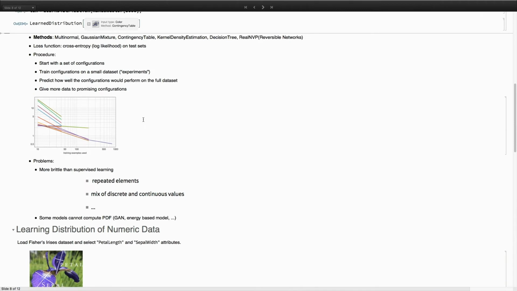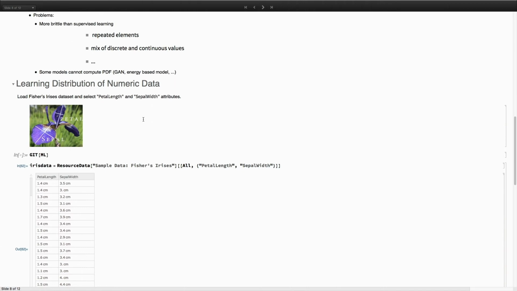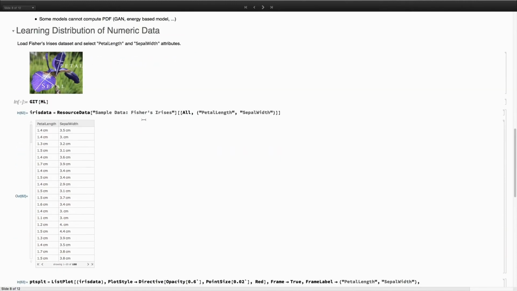In general, learning a distribution from unlabeled data is harder than classification tasks. And there will be some more methods in the future. The problem is some methods wouldn't be able to correctly find the probability density functions, like GANs that are very good at synthesizing new images, but you cannot really get the probabilities. So let's look at one example again on the Fisher iris dataset.